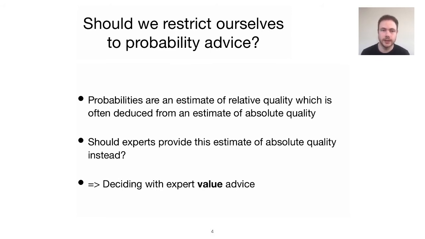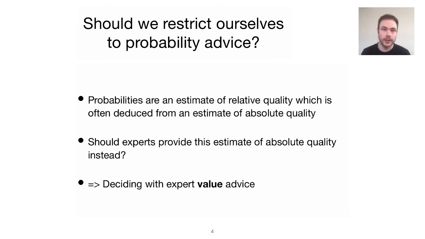Hence, rather than saying I prefer decision A over decision B, which is what probability advice tells us, value advice would tell us I expect decision A to have a 90% success rate and decision B to have a 50% success rate. Now, the crucial element here is that the uncertainty about one of the decisions affects the probability advice for all other decisions, whereas when using value advice, this uncertainty does not spread. So for the sake of completeness, we decided to also consider this value advice.